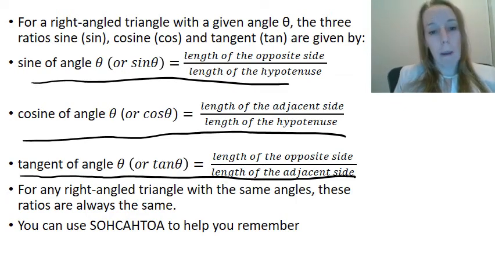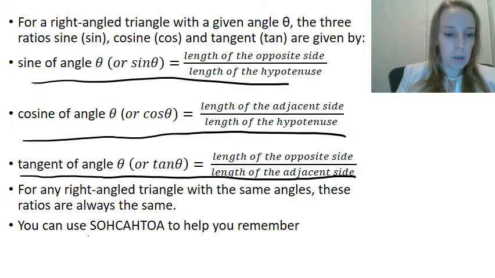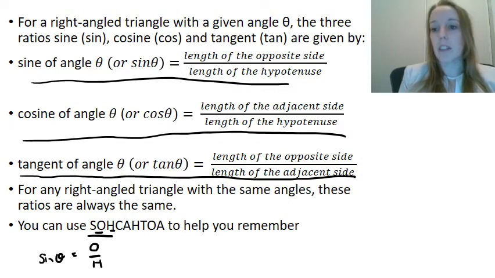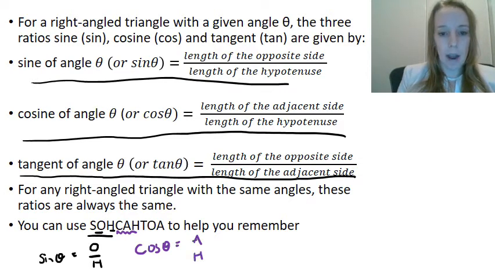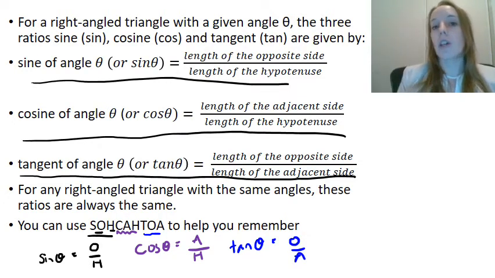I know that's a lot to remember, so you can use SOHCAHTOA to help you remember it. SOH: sine equals opposite over hypotenuse. Our next one, CAH: cos equals adjacent over hypotenuse. And our lucky last one, TOA: tan equals opposite over adjacent. If you can remember SOHCAHTOA, you'll be able to remember these ratios a lot easier.